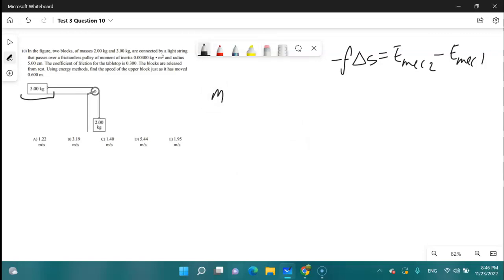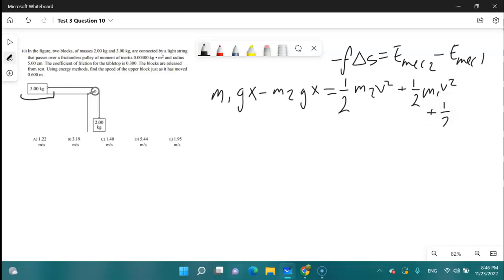We're going to multiply the mass of our first object times gravity times the distance that we're given, minus the mass of our second object times gravity times the distance that we're given again. And this is going to be equal to half of the mass of our second object times the velocity squared, plus half the mass of our first object times the velocity squared again, and then finally plus half of the inertia times the angular velocity squared. So let's just plug in the values that we do know.